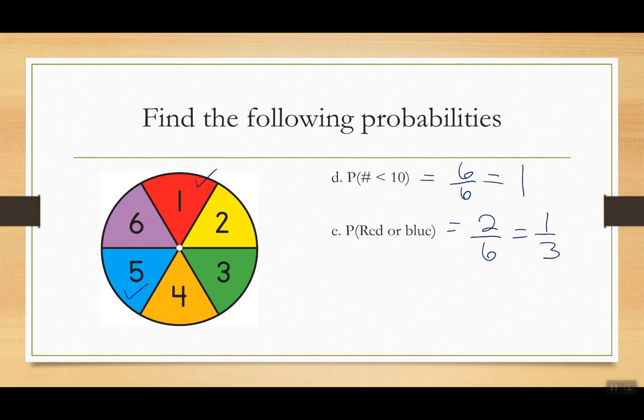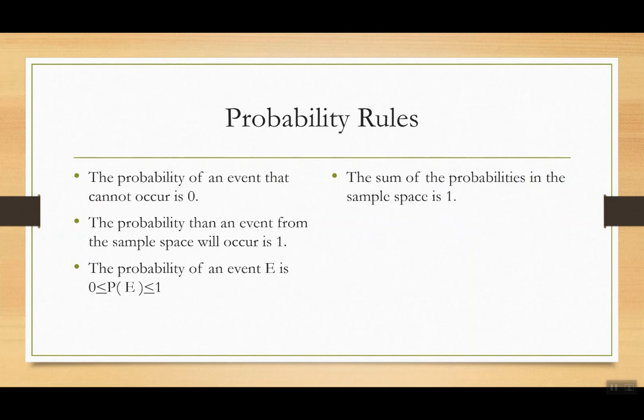So let's sum up a little bit of what we just did. We just actually covered probability rules without being taught them. So we can break these down: the probability of an event that cannot occur is 0. The probability that an event from the sample space will occur is 1. And then the probability of an event E is greater than or equal to 0 and less than or equal to 1. So this shows me I can never have anything more than 100% likely. I can never have anything less than 0% likely, but everything should fall between 0 and 1.